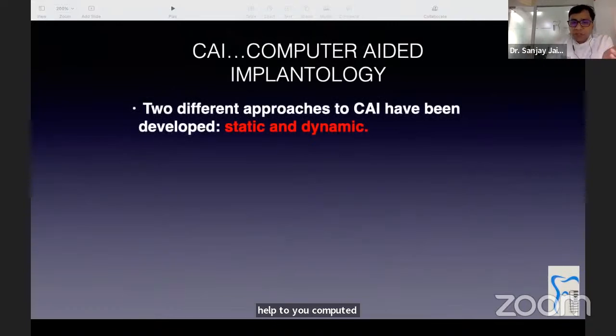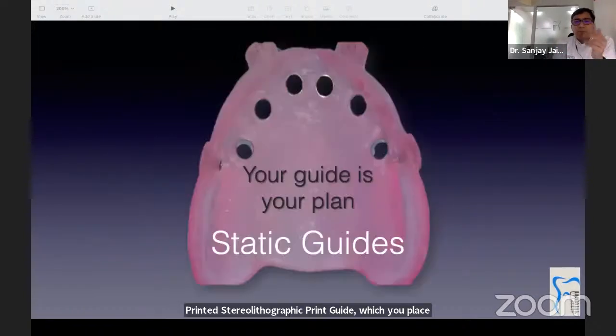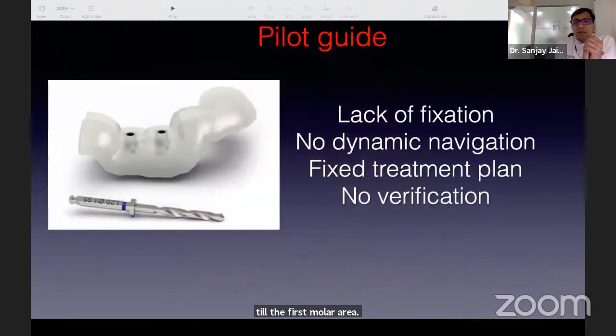As I mentioned to you, the static and dynamic. In static, you have the DICOM images, you plan out where your implant has to go, and then you send it to a laboratory to get a 3D printed stereolithographic guide, which you place in the patient's mouth like this. You have the pilot guides. The guide is your plan. You really cannot make many changes here. Suppose I want to place one more implant in the upper second molar area, this guide is of no use to me, because my planning is only till the first molar area. So in that case, dynamic navigation is really important.